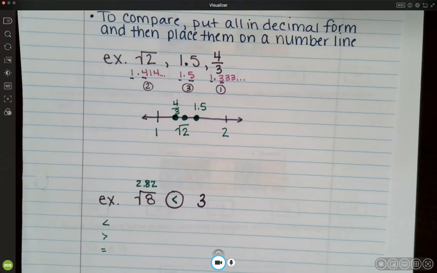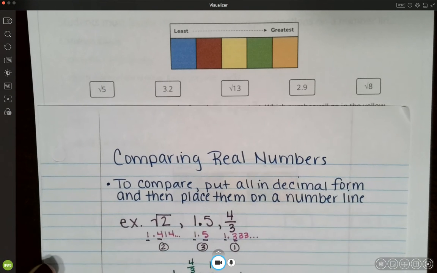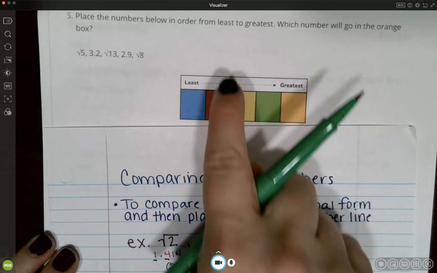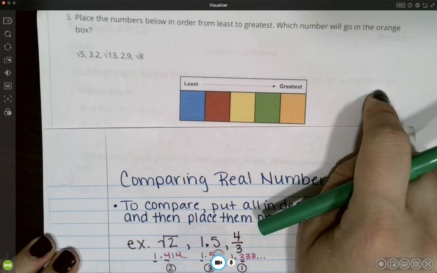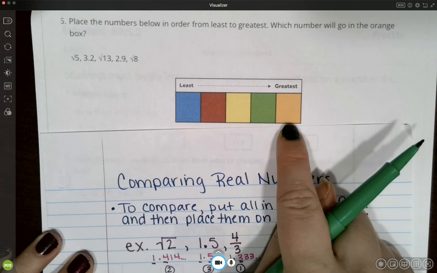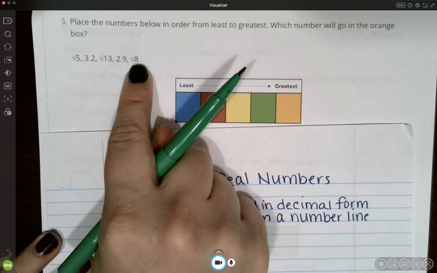So let's take a look at another example of how this could be worded. Some of you will see this on Freckle Math. This is saying place the numbers in order from least to greatest. Which number will go in the orange box? The orange box is my greatest value, so I need to know which one of these is the largest number.